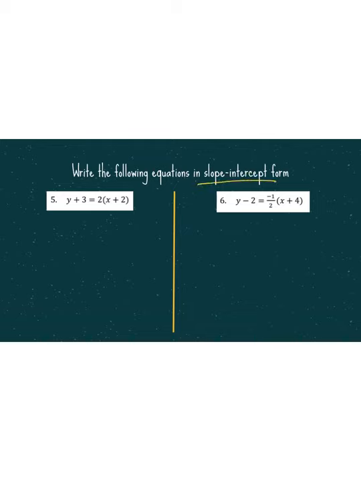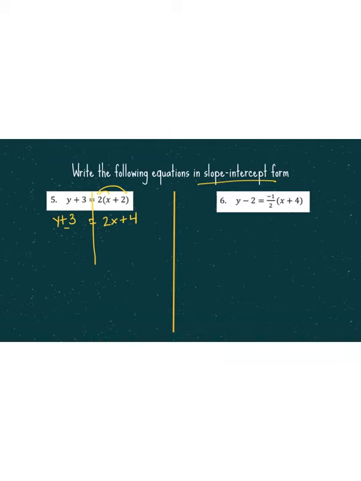Okay, in order to get it into slope-intercept form, I see I have a little distributing to do. Because I have this 2 outside of the parentheses, I'm going to distribute that 2 to that x and the 2 to the 2. So the left side, y plus 3, is going to stay y plus 3, and that's going to be equal to 2x plus 4. Okay, I still want to get y by itself, and y isn't by itself yet because I have this plus 3.